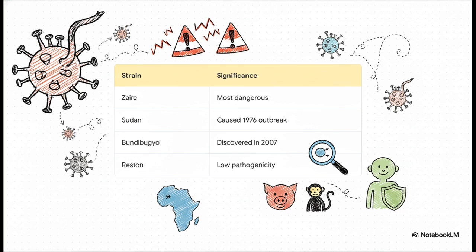But check out the Reston strain. This one is a total anomaly. It was actually found in 1989 in U.S. research labs over in Virginia. And while it definitely affects primates and pigs, incredibly, it has very low pathogenicity for humans and doesn't make us sick at all. Wild, right?